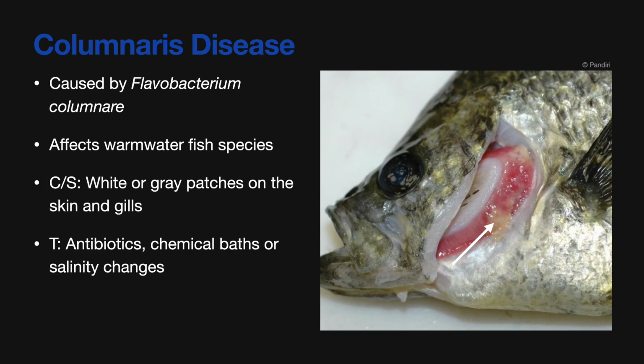Columnaris disease is caused by Flavobacterium columnare. This bacterium affects warm water fish species and causes white or gray patches on the skin or gills. Treatments may include antibiotics, chemical baths, or salinity changes.